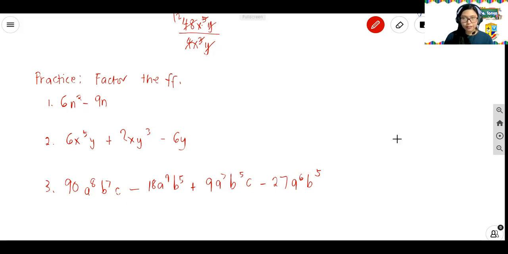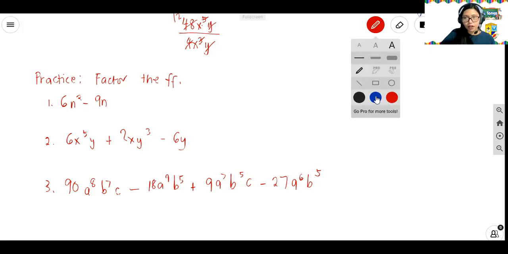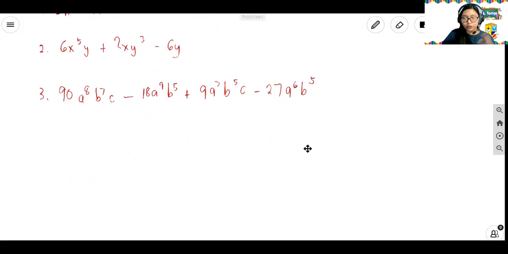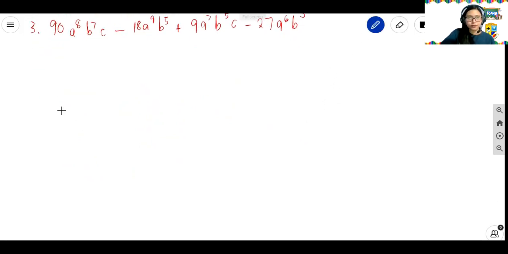Okay, let's now try and find out if your answers are correct. Okay, so I hope that you really did pause the video and answer the questions. So as you know, if you understood the discussion on factoring polynomials, let us solve first. Let's have our solution. Let's have the first one. So our first question is 6n squared minus 9n.